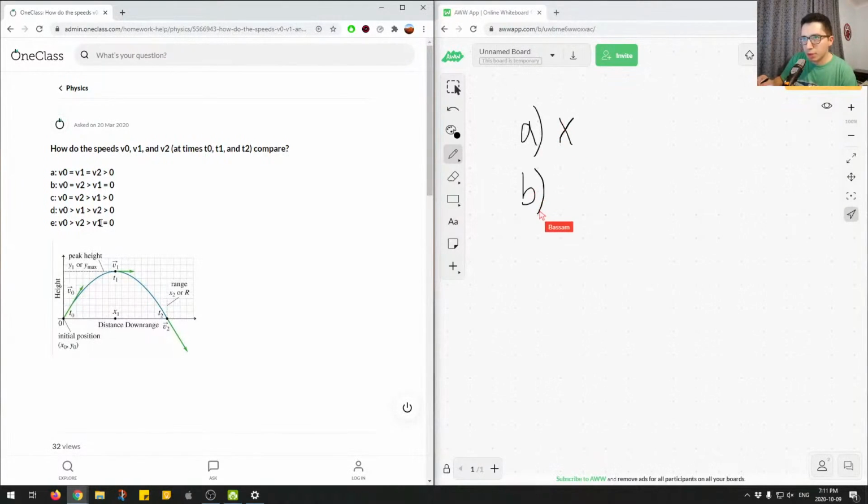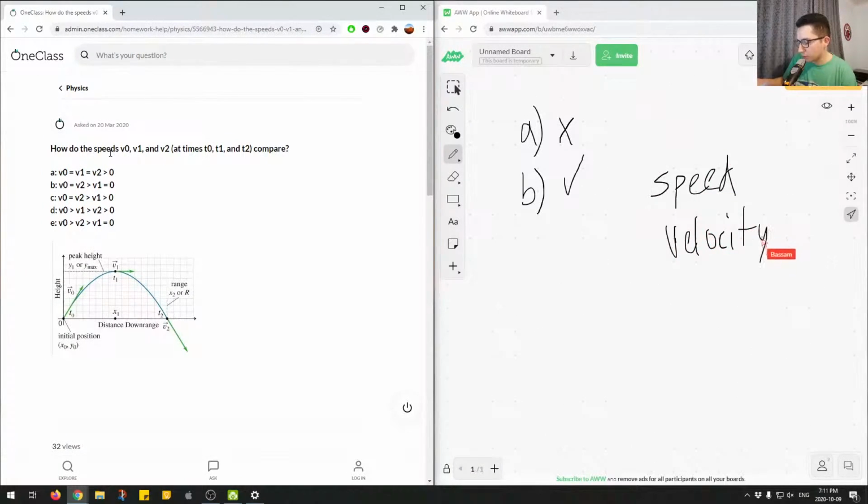For option B, v0 equals v2, so speed v0 over here, and then we have speed v2 over here. So that is true with respect to magnitude, but not with respect to direction. And then v1 is less than v0 and v2. So here we can say that this is correct. And since the question is asking for speed, not velocity, speed is measured in magnitude, not in direction. So speed is a magnitude kind of quantity, versus velocity is a magnitude and direction quantity. So we'll mark B correct for now, but let's just double check the rest of the answers.